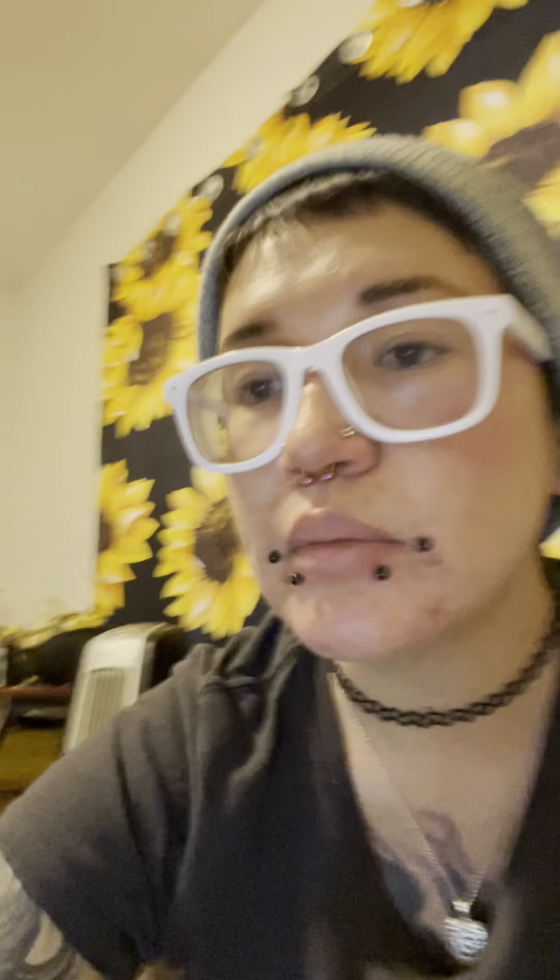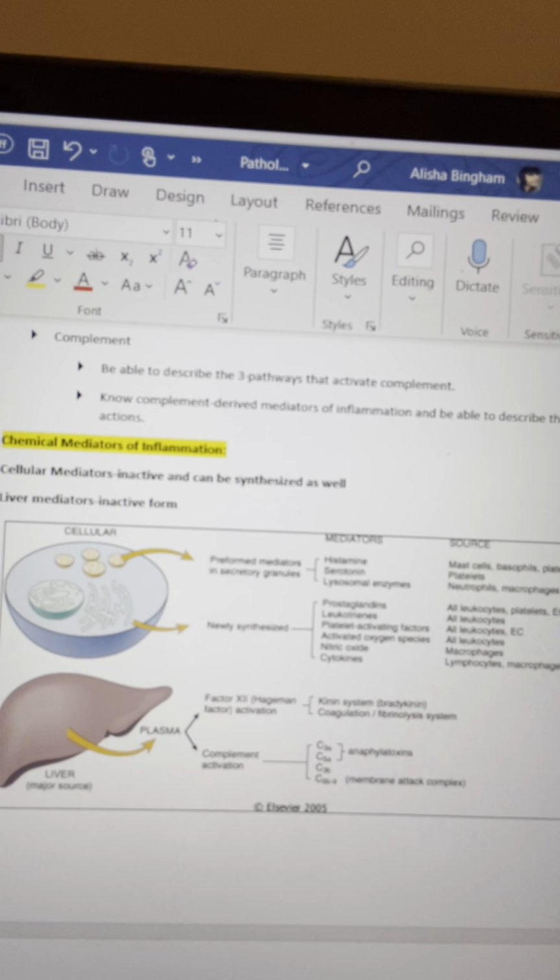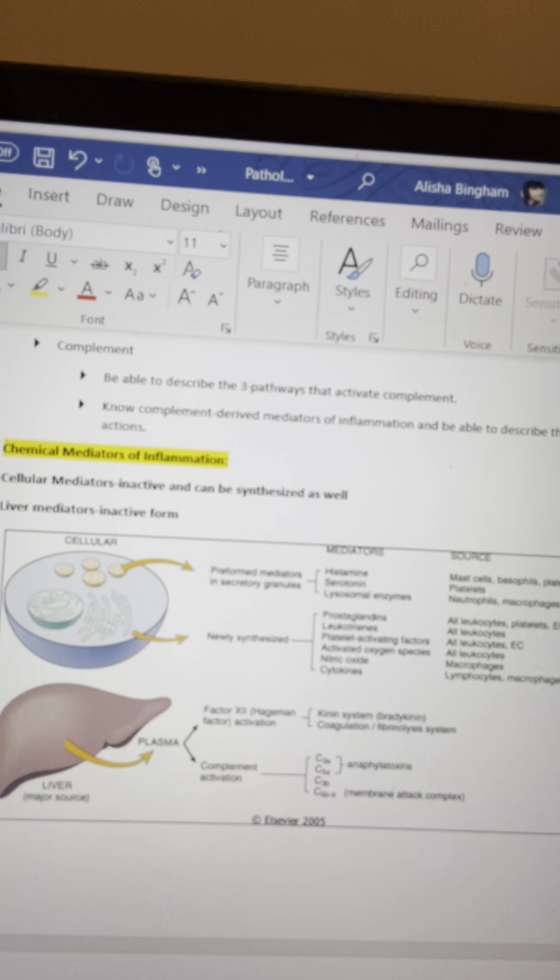And now ending with pathology 8, so animal pathology. We're talking about chemical mediators of acute inflammation. So we have cellular here, we have liver. They have many different mediators, and then they come from different sources. So starting with chemical mediators of inflammation, they're cell-derived mediators. So they have vasoactive amines.